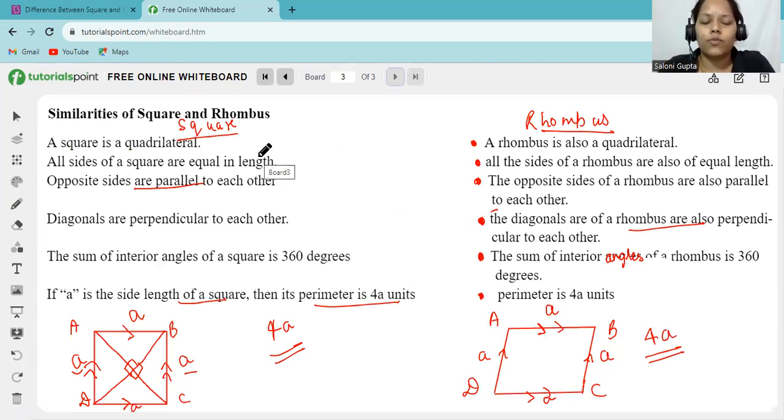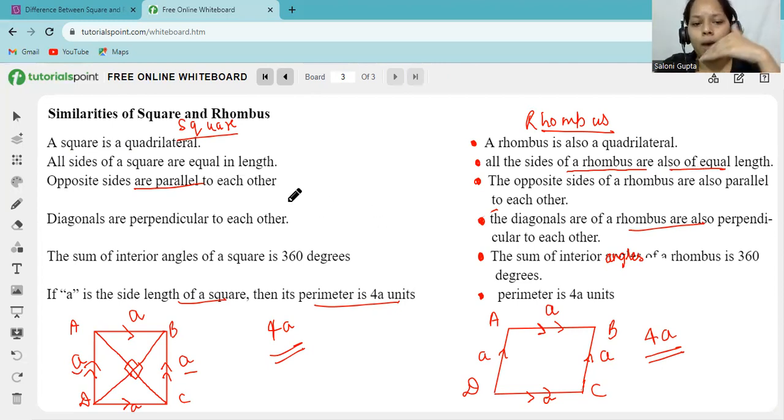Okay, so you can see, we know that the square and rhombus both are quadrilaterals and they both are parallelograms as well. That means they follow all the properties of a parallelogram, right? Then you will see that all the sides of a square are equal in length, and in case of the rhombus, all the sides of a rhombus are also equal.